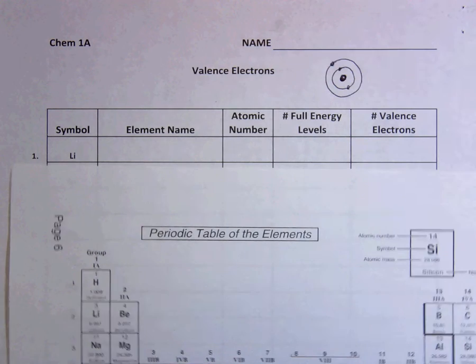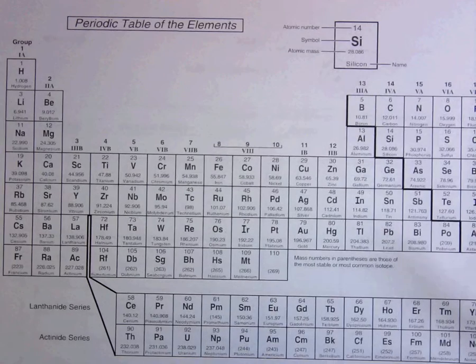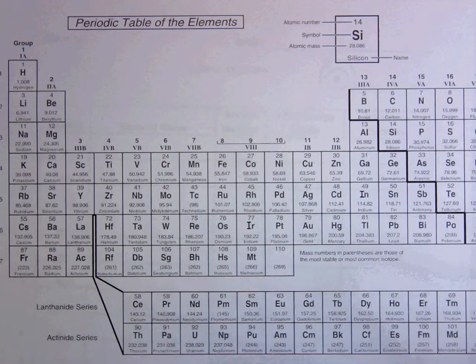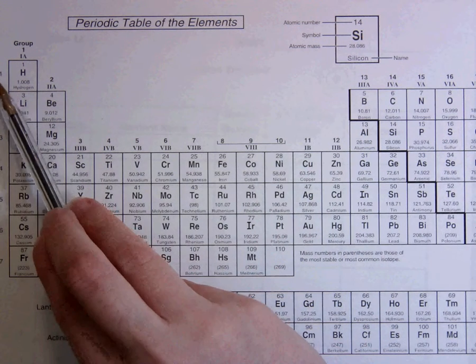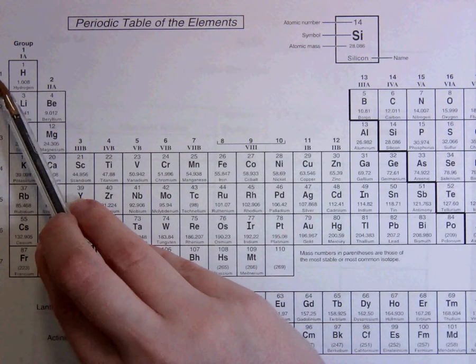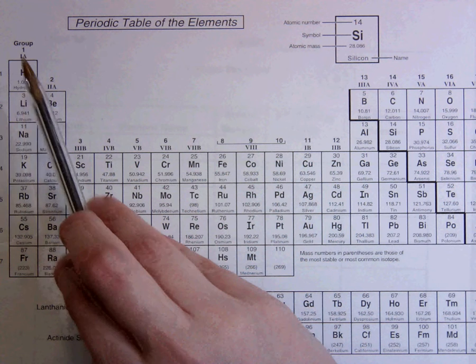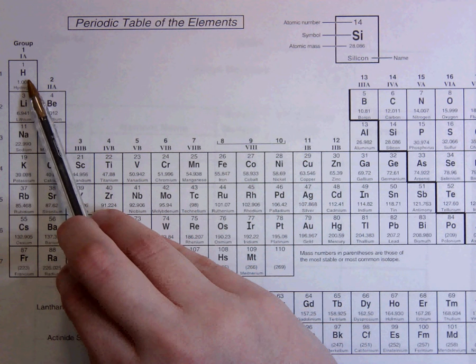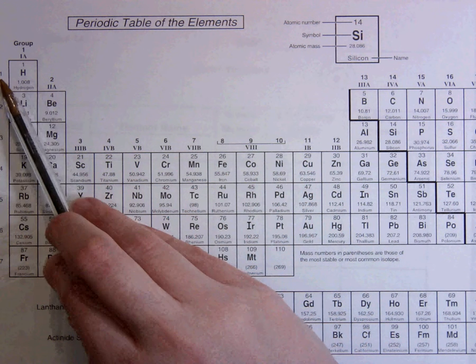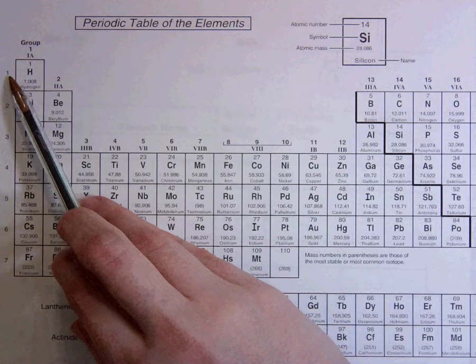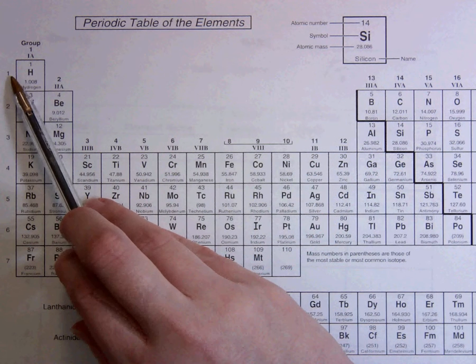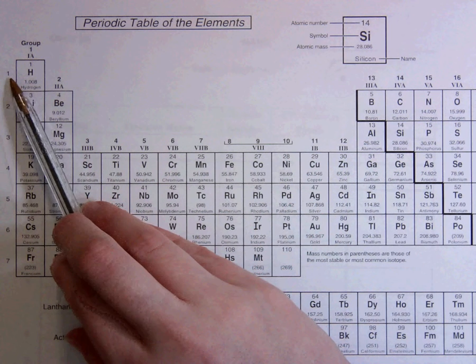Now if you'll look at the periodic table, let me go ahead and put this up here. These elements, anything in period 1, such as hydrogen, can only have up to 2 electrons in its outermost energy level, because the first period is representing the first energy level of electrons, and the first level can only hold 2.